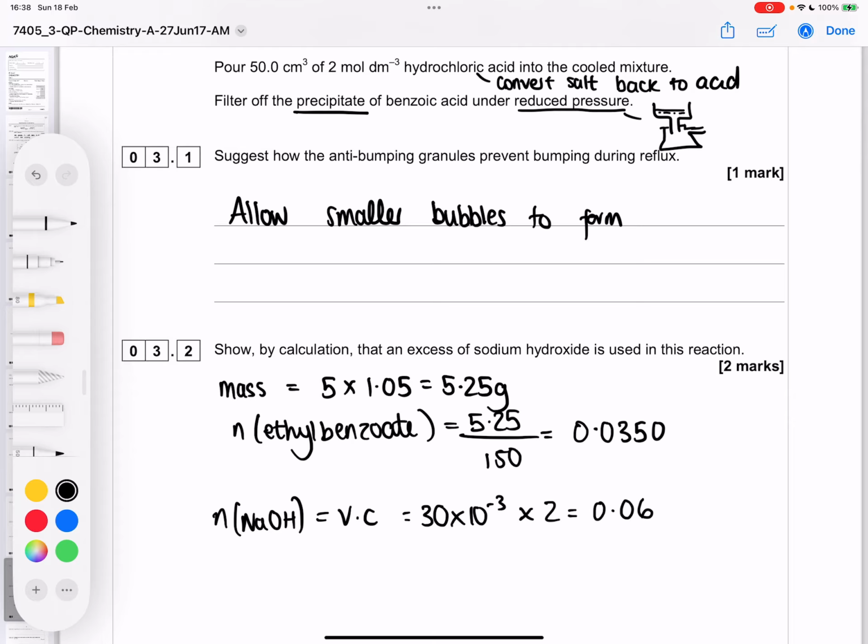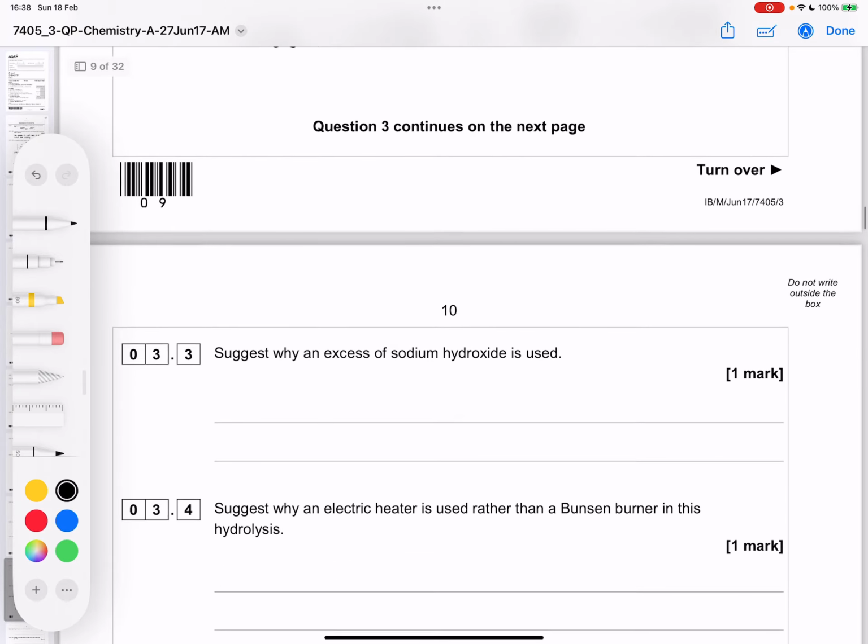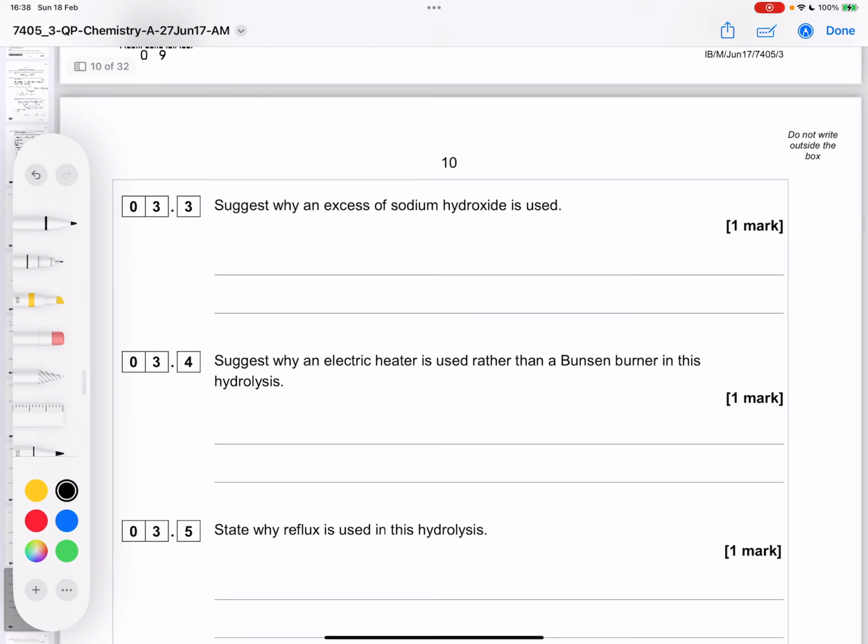0.06. And now if we look at the equation, it should be 1 to 1, but we can see that 0.06 is bigger than 0.0350, so NaOH is in excess. Didn't have to double anything. Suggest why an excess of sodium hydroxide is used. Well, we'd use an excess of one reactant to make sure the other completely reacts. So to ensure all the ester reacts, or in this case, if we want to be specific, is hydrolyzed.